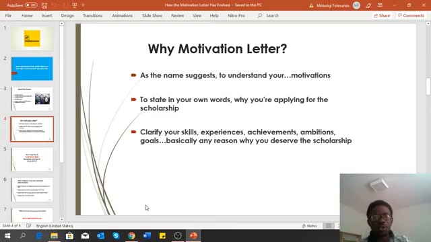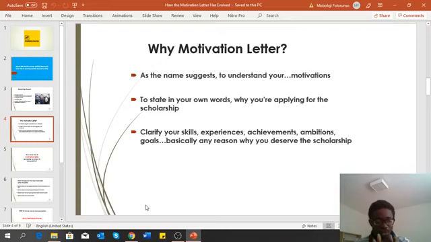So you need to understand, before you go into writing your motivation letter, what the objectives of this scholarship are. What are they looking for? Because it's not everything in your experiences, not everything about your skills, your achievements, or your ambitions that they want to know about. It's not everything that is relevant to the scholarship.